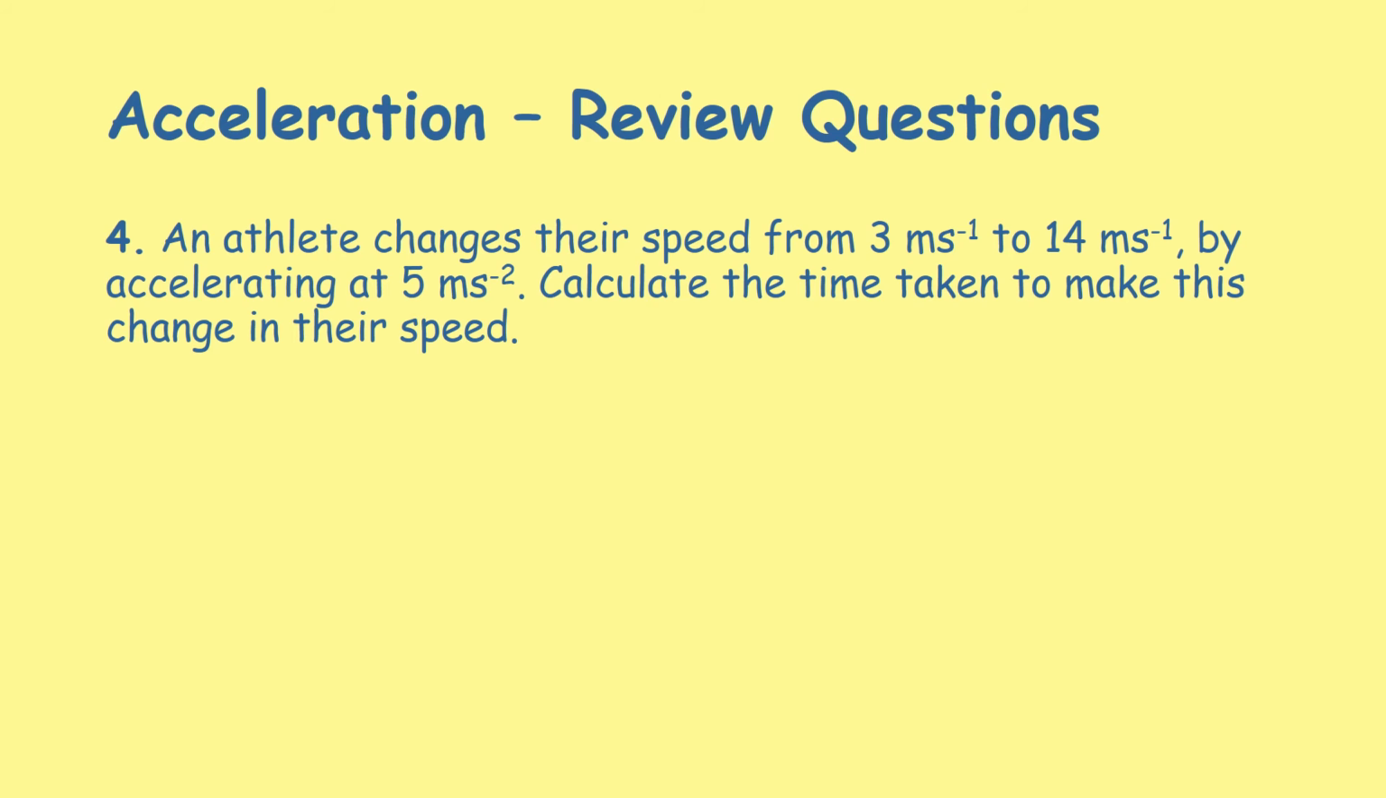Question 4. An athlete changes their speed from 3 meters per second to 14 meters per second by accelerating at 5 meters per second squared. Calculate the time taken to make this change in their speed. We can see it says calculate the time taken here, so that's where we want a question mark this time.